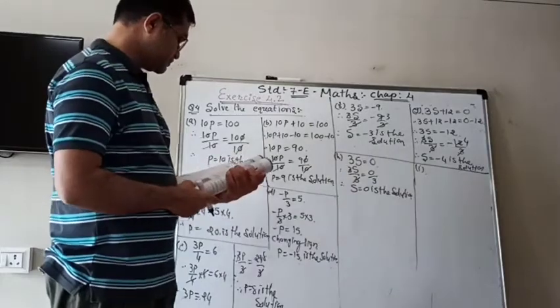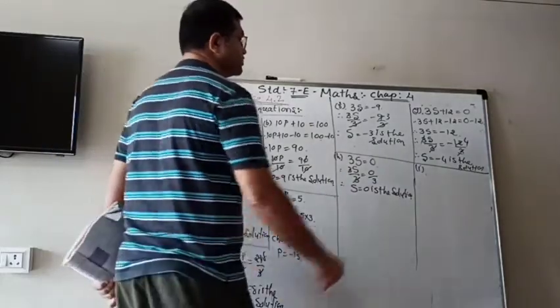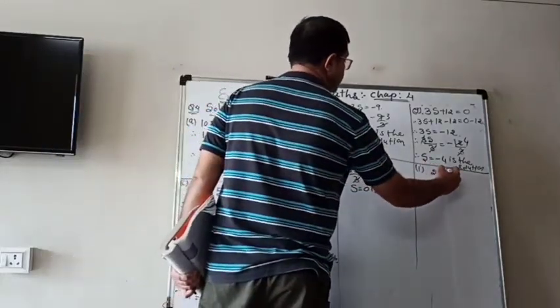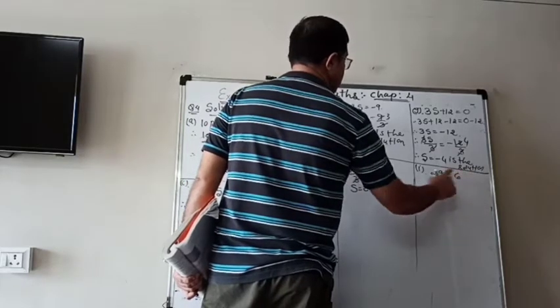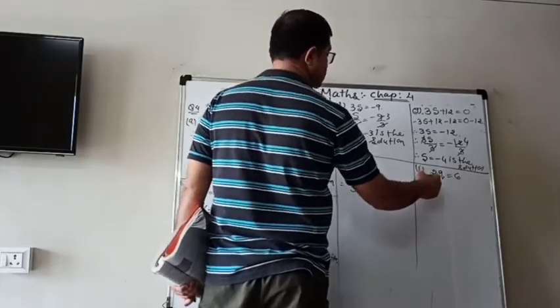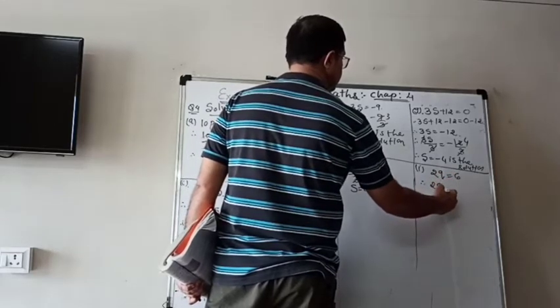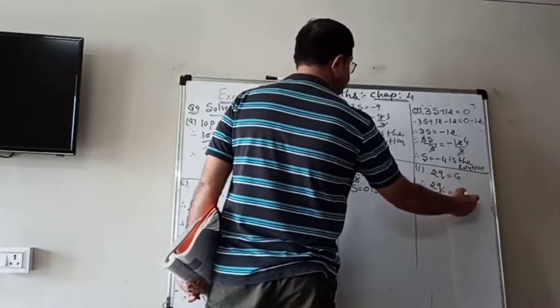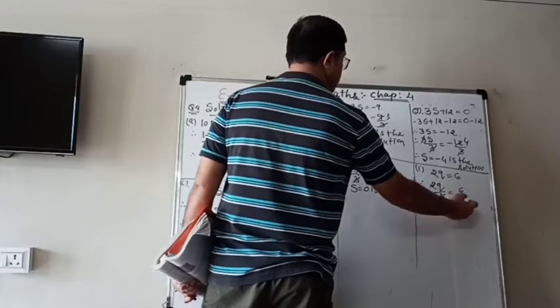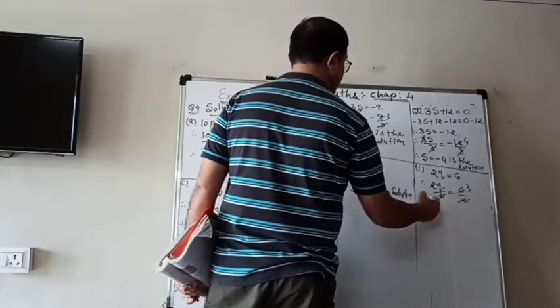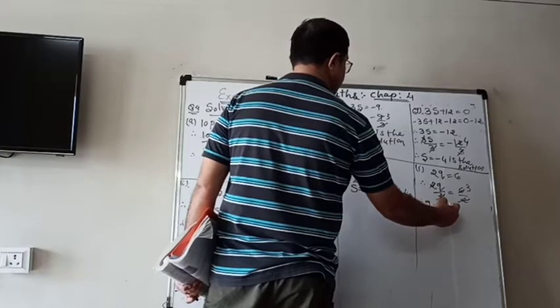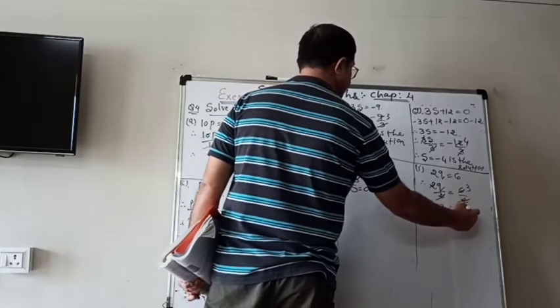Then I. 2q is equal to 6. So here it is 2, so we have to divide by 2. So 2q divide by 2 is 6 divided by 2. 2 3s are 6. So q is equal to 3 is the solution.